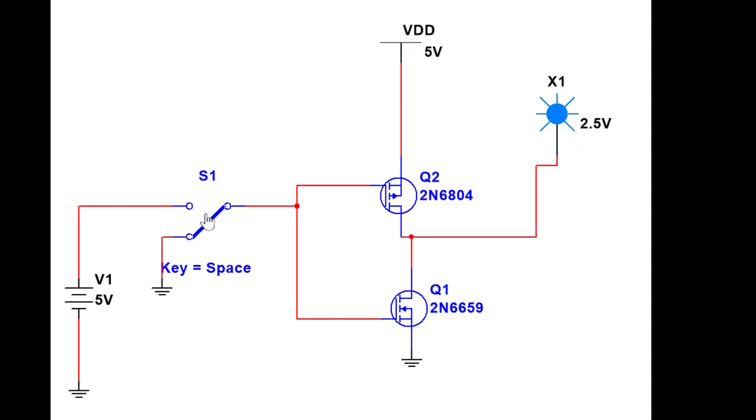So this is how we can construct using two CMOS transistors the NOT gate operation.